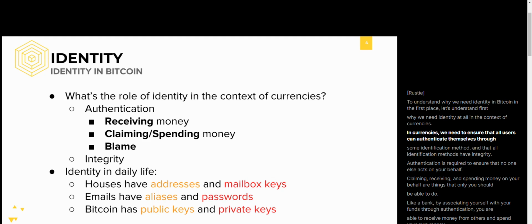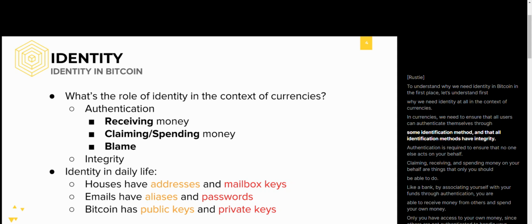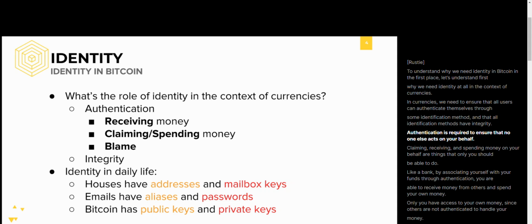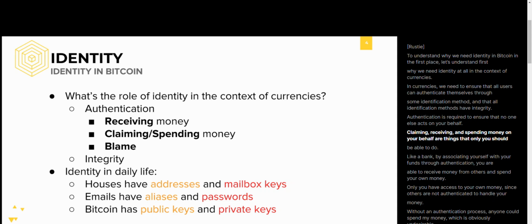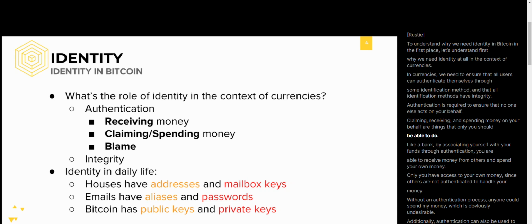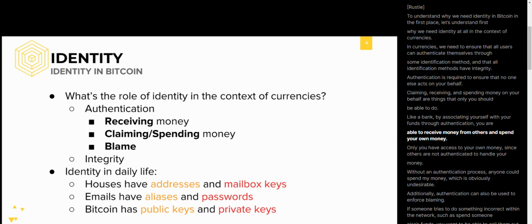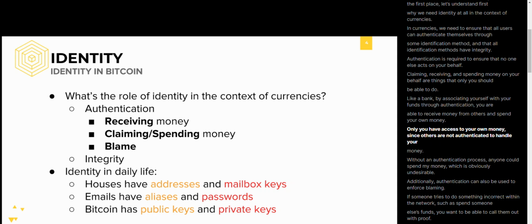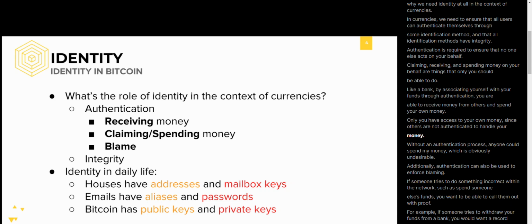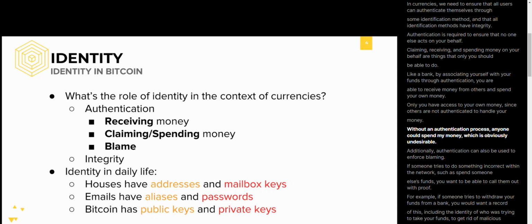In currencies, we need to ensure that all users can authenticate themselves through some identification method, and that all identification methods have integrity. Authentication is required to ensure that no one else can act on your behalf. Claiming, receiving, and spending money on your behalf are things that only you should be able to do. Like a bank, by associating yourself with your funds through authentication, you are able to receive money from others and spend your own money. Only you have access to your own money, since others aren't authenticated to handle your money. Without an authentication process, anyone could spend my money, which is obviously undesirable.